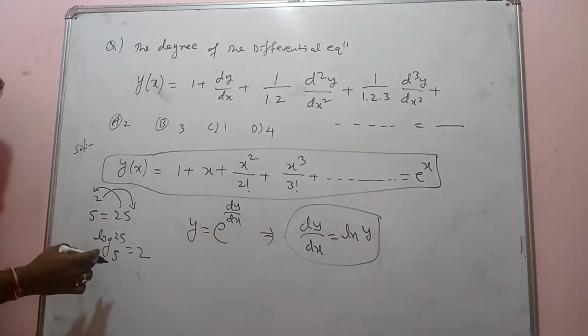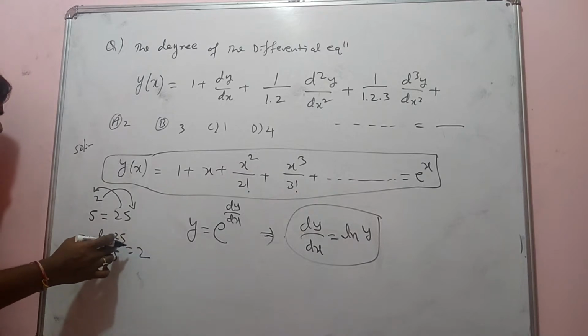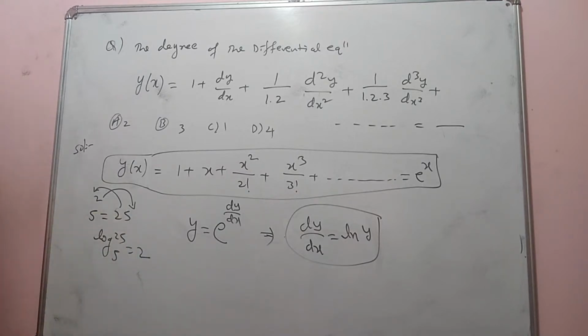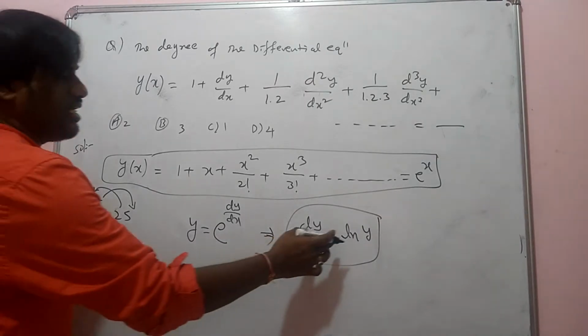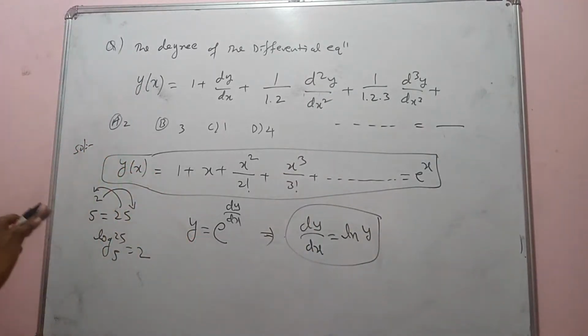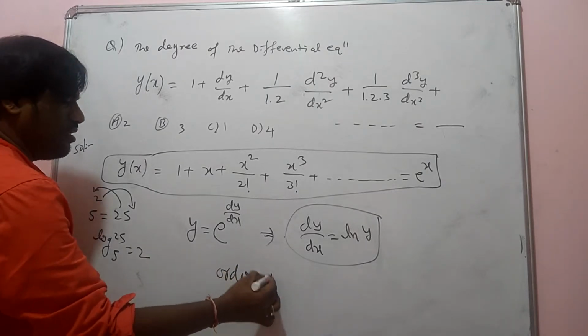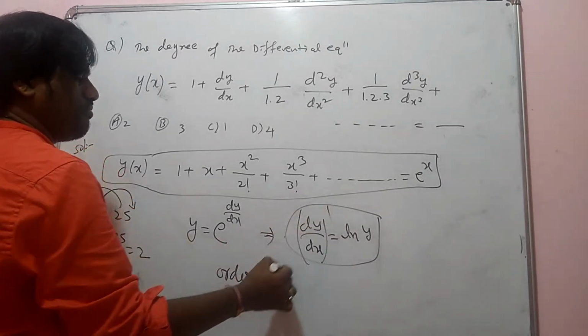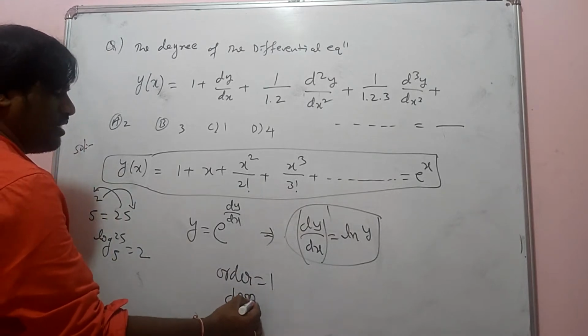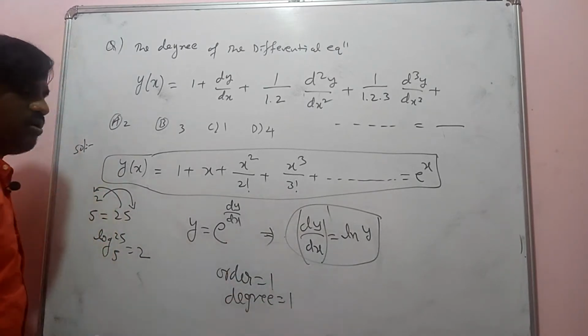So you got the same thing here: ln y is equal to log 25 with base 5, so log y with base e. So dy by dx is equal to ln y. Now it is a polynomial shape. There is no problem in the power. So now what is the order? The order is 1 and the degree of this one is 1. So order is 1 and degree is equal to 1.